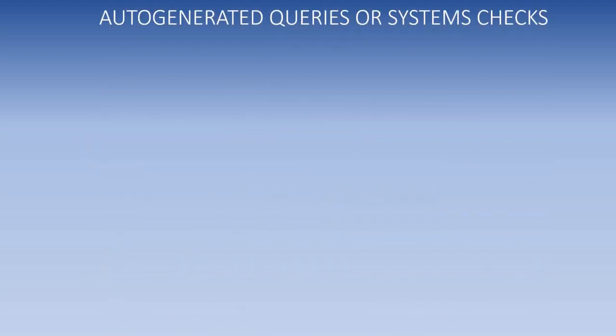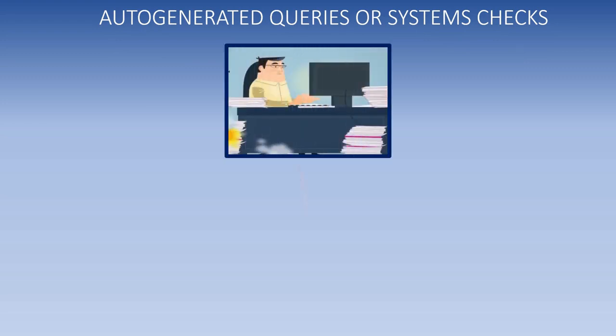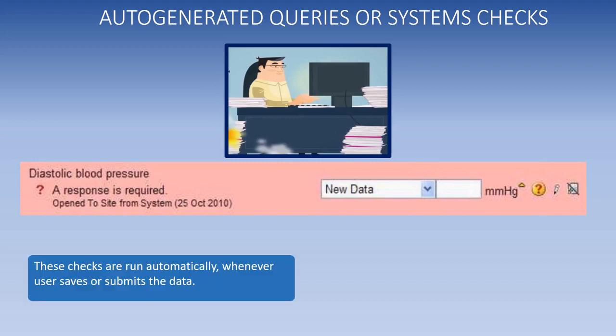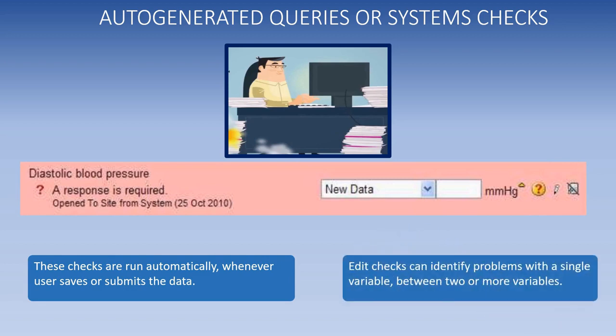Let's talk about auto-generated queries or system checks. An auto query is an error message generated when a validation check detects a problem with the data. Here is an example of an auto-generated or system-generated check. These checks are run automatically whenever the user saves or submits the data. Edit checks can identify problems with a single variable, between two or more variables on the same eCRF page, or between variables on different pages or visits.